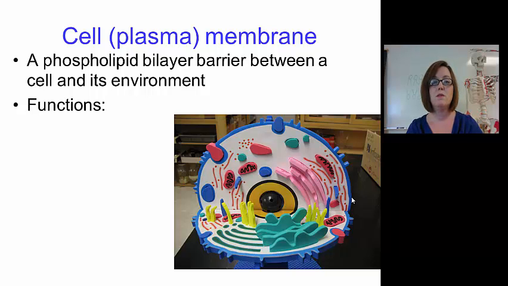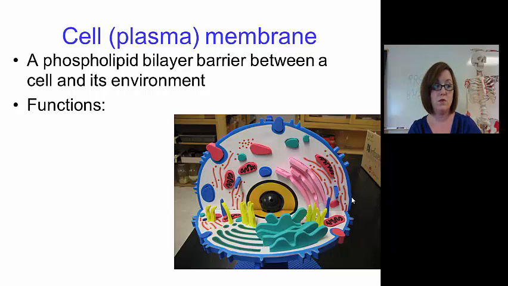So now I want to spend some time talking about the cell membrane specifically. So we've been talking about phospholipid bilayers in general. I want to specifically talk about the cell membrane. So the cell membrane, also known as the plasma membrane, is a phospholipid bilayer barrier between a cell and its environment. And this cell membrane has many functions.